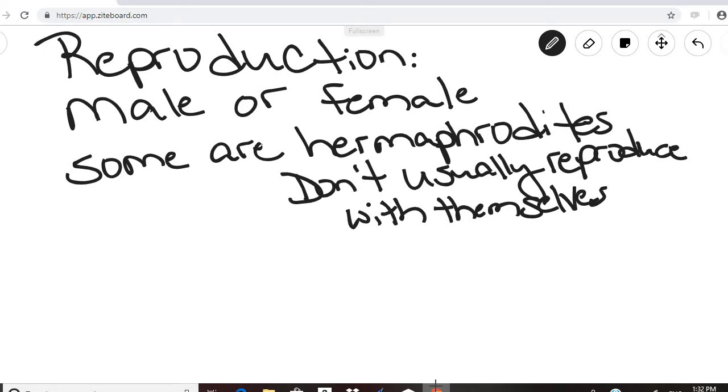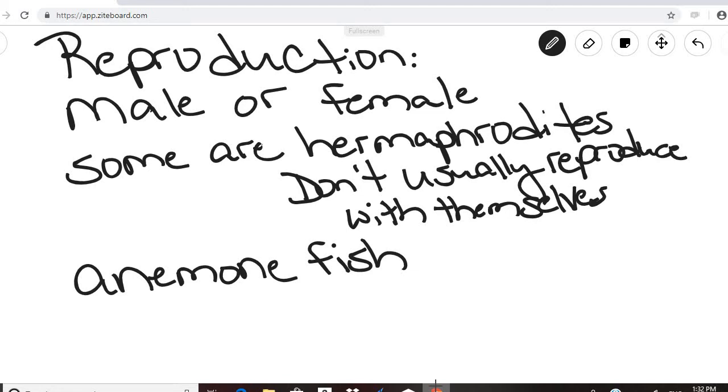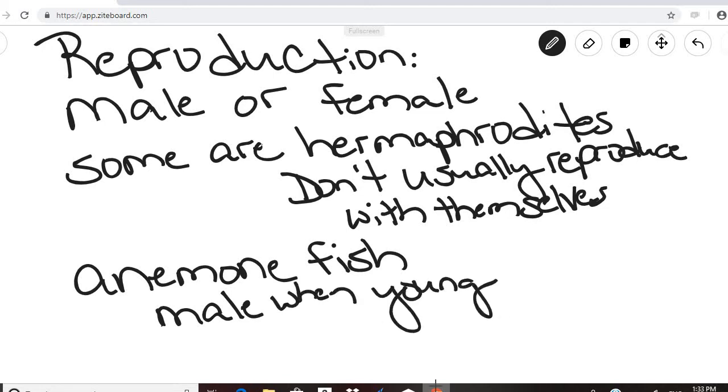Some fish can actually change their gender. So there's a fish that's called an anemone fish. This is not a sea anemone. It's actually a type of fish. And they are male when they're young. They can transform to a female if there are no females around. So if there's just male fish and they need a female to reproduce, then one or more of the males can become females so that mating can happen.